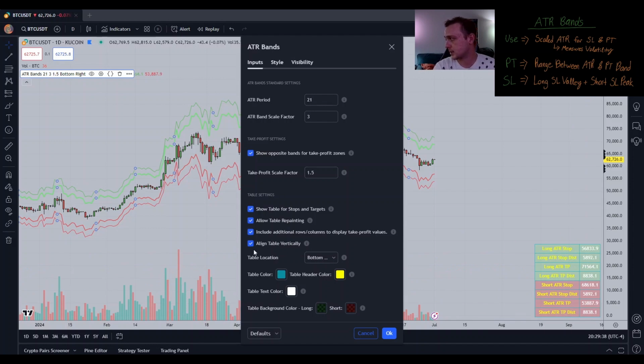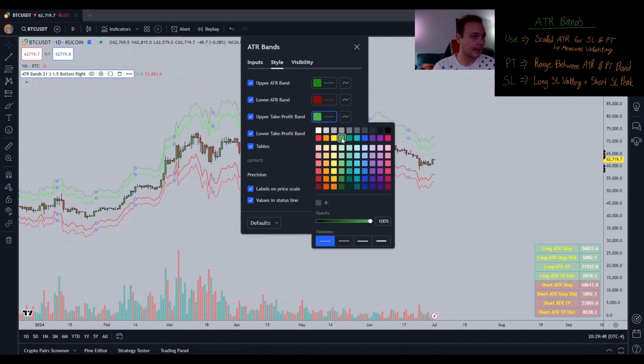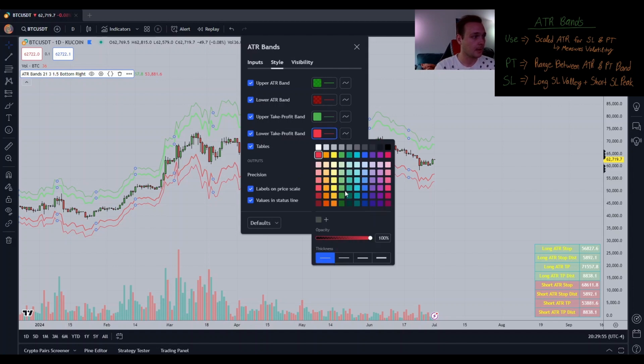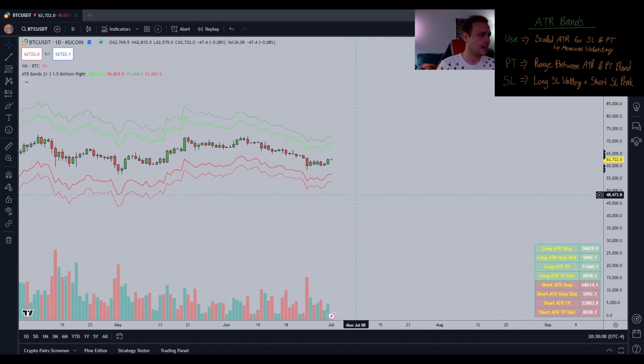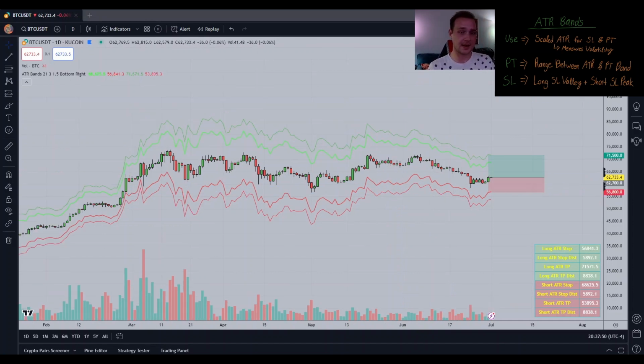You're going to want the tables down here, and additional rows and columns for the take profits. For the visibility and style, for the take profit band, I would make it green and turn the opacity up to 100%. For the lower take profit, which would be the short, just change it to red and again change it to 100%, and you'll get something that looks like this. We have the big thick line, that's our main indicator, and then our take profit lines are the thinner ones.